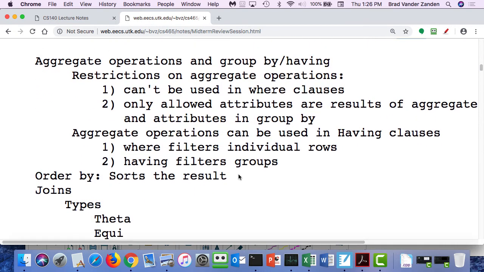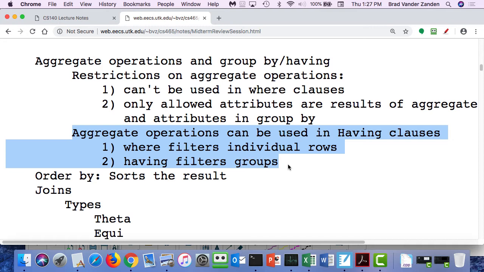Then the aggregate operations. There's five of them: min, max, average, count, and sum. So there's five of them. And average and sum work only with numbers. The remaining three work also with strings. So you can do min, max, and count on anything, but you can only do sum and average with numbers. Okay?